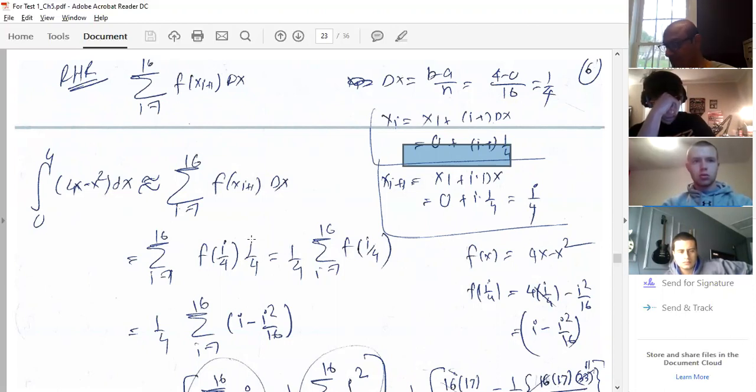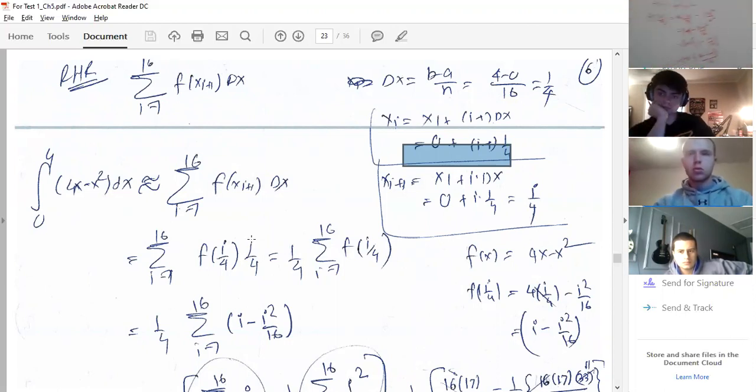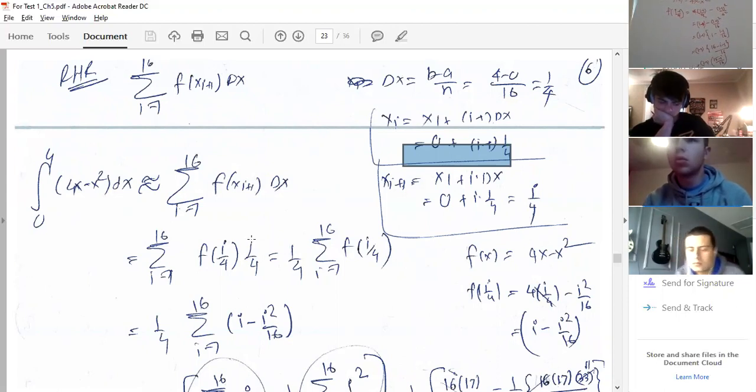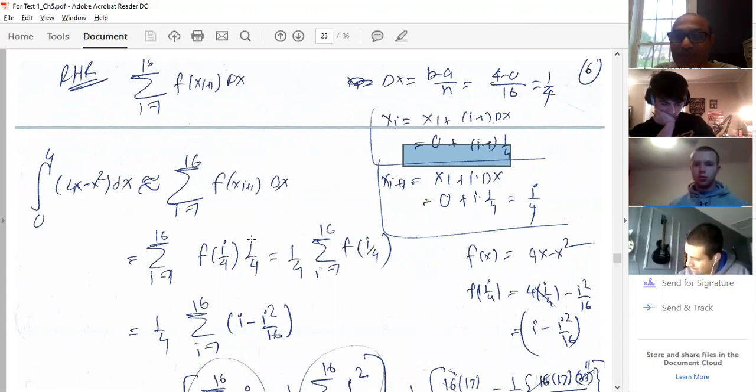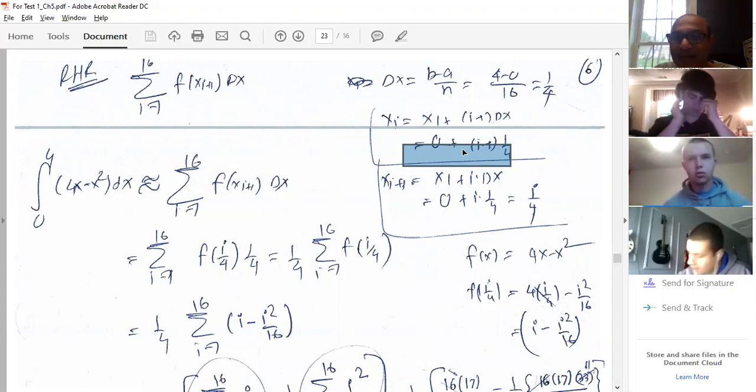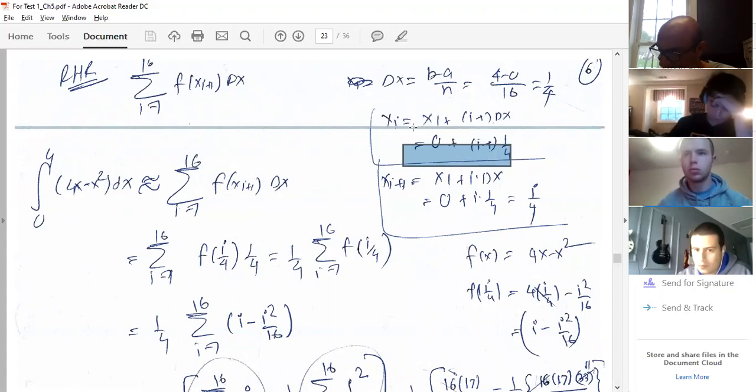See, I'm getting something like this. Long calculation. But again, this f of xi is required for left hand rule. But I'm working with right hand rule. So let me first go for f of xi. This is my f of (i minus 1)/4. That was my (i minus 1)/4. That is my xi, f of xi.